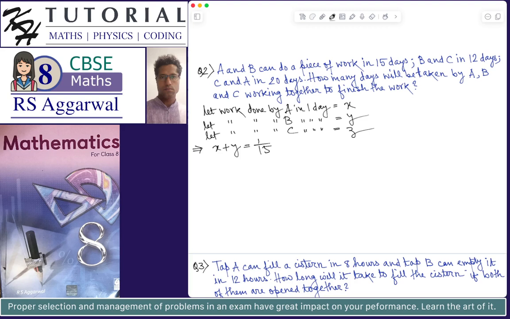Similarly, we can say that Y plus Z will be equal to 1 by 12, and X plus Z will be equal to 1 by 20. Y plus Z will be equal to 1 by 12 because Y plus Z, as per our assumption, is the work done by B plus C in one day, and it is given that B and C can complete the work in 12 days, which means that in one day the amount of work done by both B and C is 1 by 12. So this way we got these three equations.